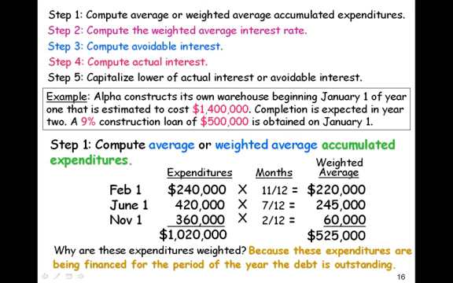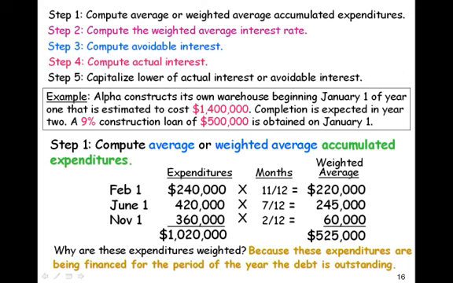Before we leave this slide, what if we only wanted to compute the average rather than the weighted average? To find a simple average, we add the beginning balance and the ending balance and then divide by 2. In this example, the expenditure's beginning balance is 0 and the ending balance is $1,020,000. When we divide by 2, we get $510,000.